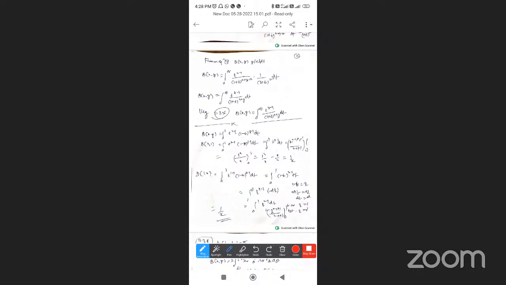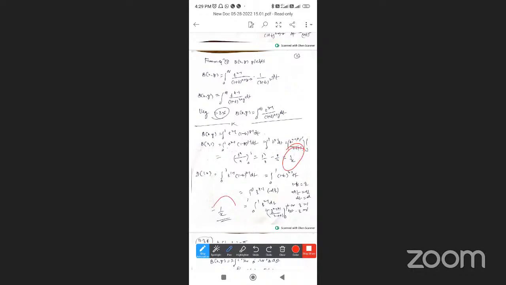The other way: beta of x comma 1 is equal to 1 by x. Beta of 1 comma x, using the beta formula with the substitution, is the integral from 0 to 1 of t to the power of x minus 1 dt. What is the integration formula for x to the power of n? It is x to the power of n plus 1 by n plus 1. So t to the power of x minus 1 plus 1 by x minus 1 plus 1, the minus 1 and plus 1 cancel, giving t to the power of x by x. From 0 to 1, upper minus lower, 1 by x is there.